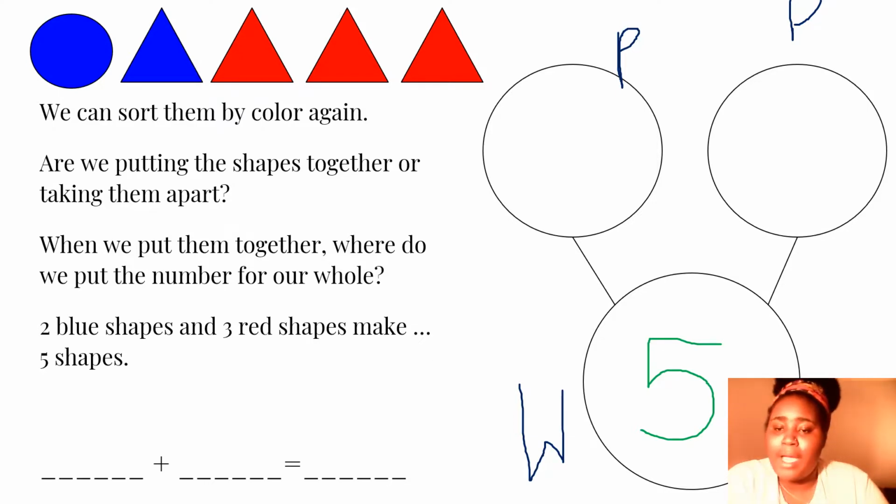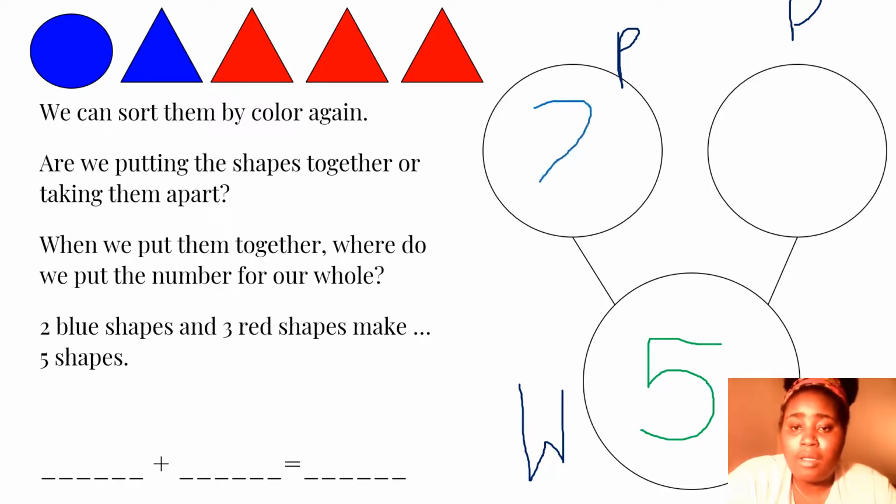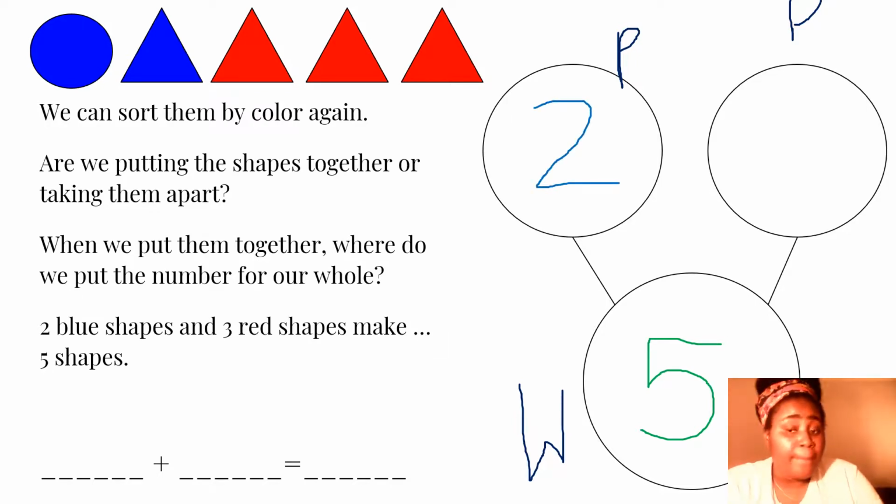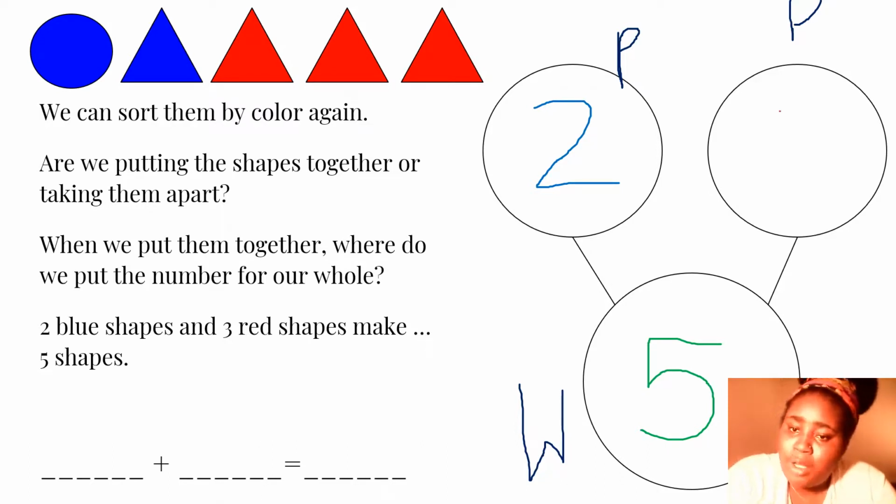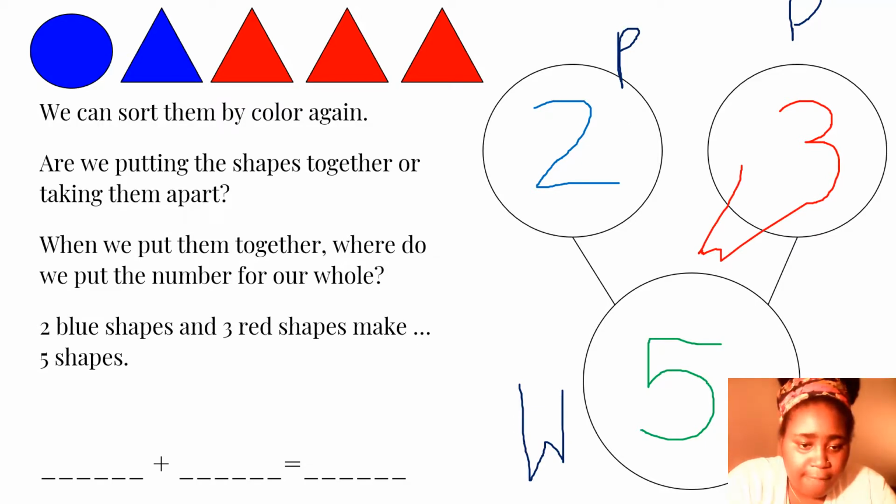Now if we're sorting them by color, that means that in one part we need to put how many are blue, and in the other part we need to put how many are red. So let me count. I'm going to do blue first. I see I have 1, 2. I have 2 shapes that are blue, 1 circle and 1 triangle. So I'm going to write 2 in one of the parts because we are separating them by color. And then I see that there's 1, 2, 3 red shapes. So I'm going to write a 3 in the other one. That is a very funky 3.